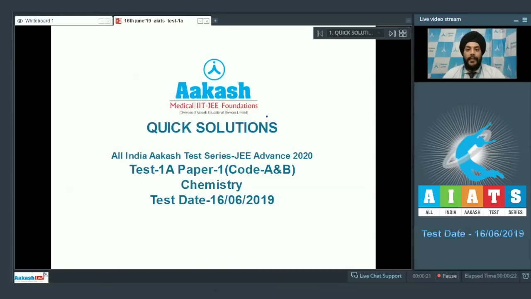Hello everyone, today we'll be looking at the quick solutions to the chemistry section of All India AIATS Test Series JEE Advanced 2020 Test 1A Paper 1 Code A and B. So let's start with the first section.